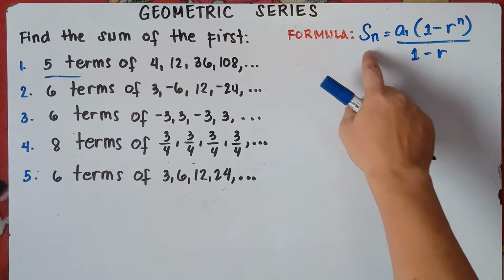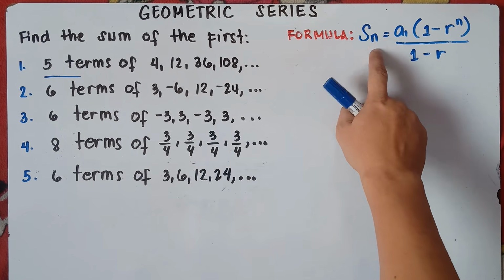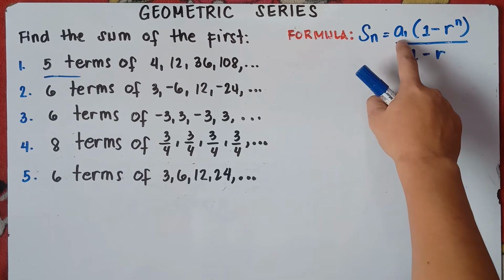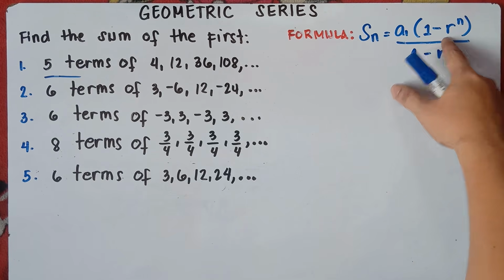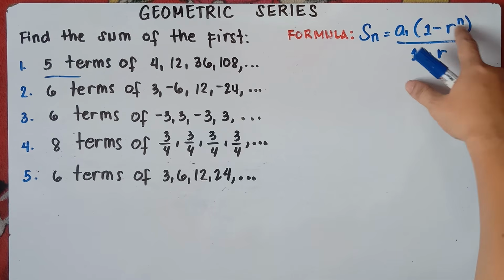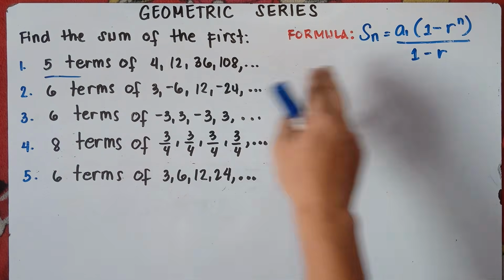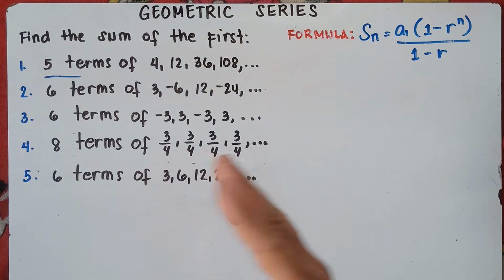And the formula, there would be S of n. S of n is the sum of the number of terms that you are told to find, so the sum of the first 5 terms. S of n equals a sub 1, the first term, times the quantity 1 minus r to the n, where r is the common ratio and n is the number of terms, all over 1 minus r. Let's try to solve this one using the formula, then later on we will do it manually for you to really compare.